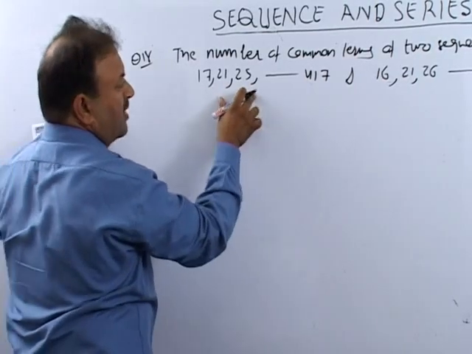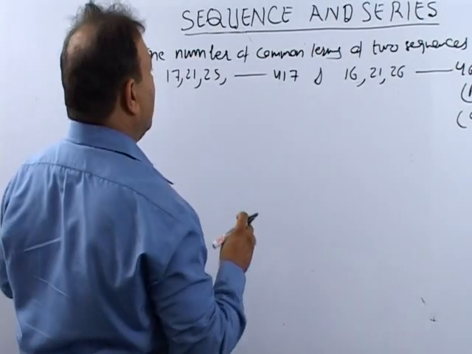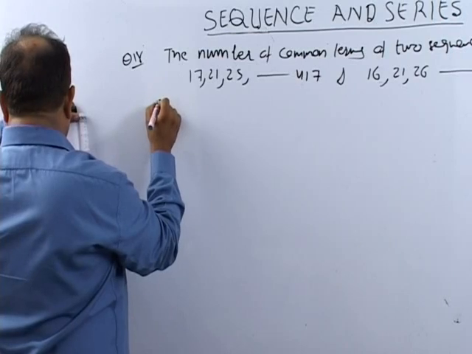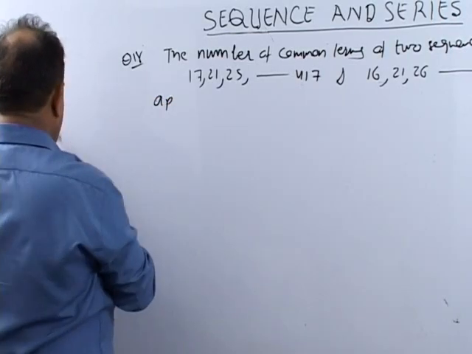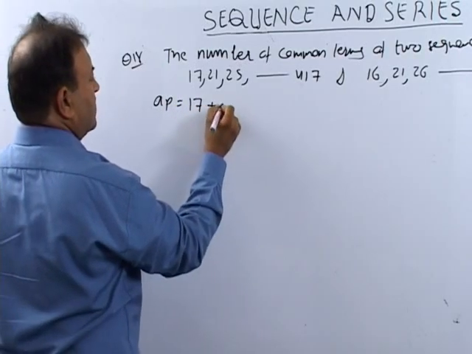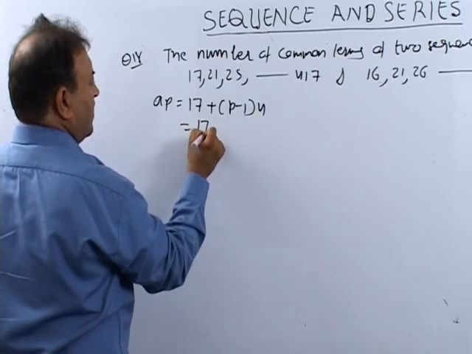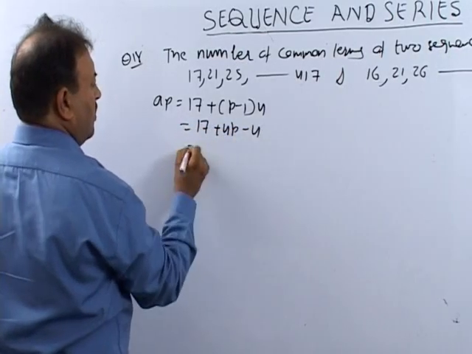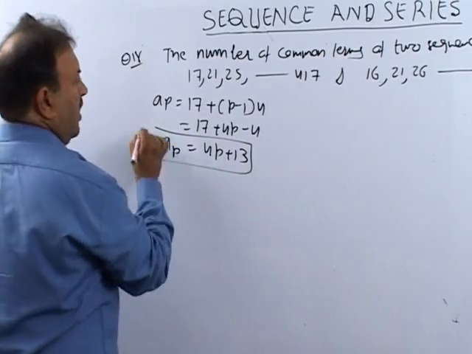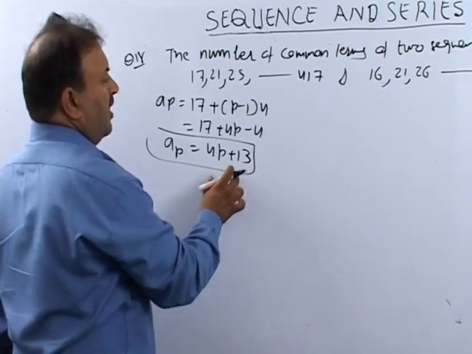I take the pth term for this one and the qth term for the other. First I find out the pth term. It is 17 plus (p minus 1) into 4, that is 17 plus 4p minus 4, which is 4p plus 13. This is the pth term.